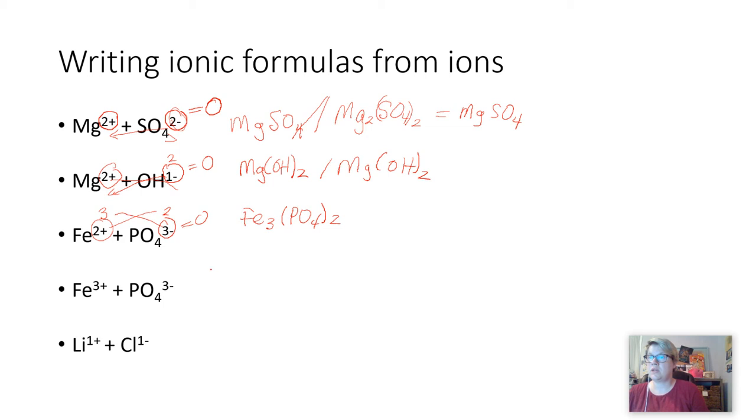All right, let's see what happens with this one. We want our charges to equal 0, and those cancel each other out to equal 0. So we only need 1 of this one and 1 of that one. So 1 Fe and 1 PO4. And then same here. We've got plus 1 and a minus 1. Those equal 0, and so we only need 1 of each to get that.